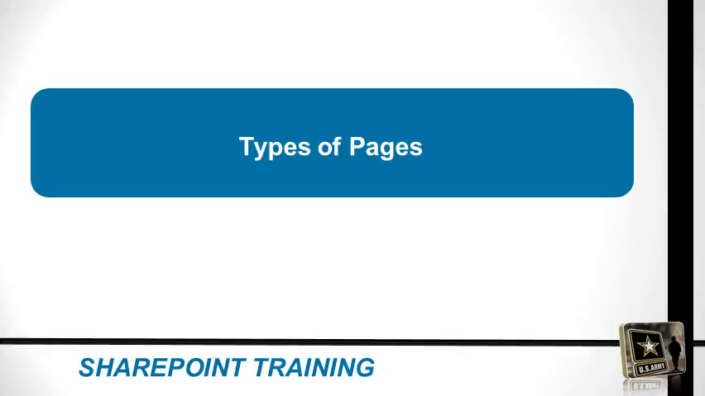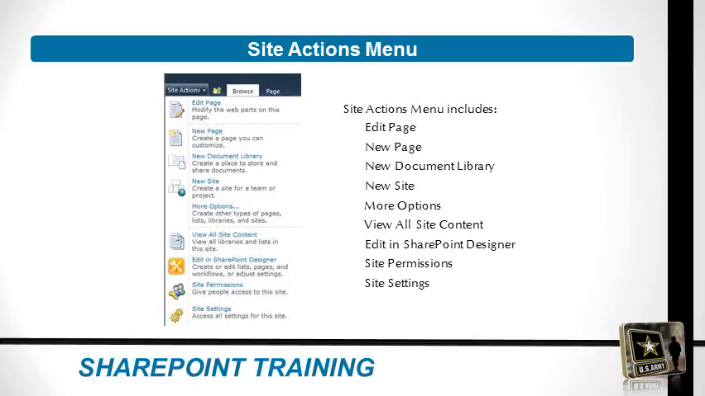In SharePoint, when you want to do anything to your site, whether it's creating a new page, adding a list or a library, or just changing the color scheme, it all begins with the Site Actions menu. Let's look at it in more detail. The Site Actions drop-down menu includes links to Edit Page, New Document Library, New Site, More Options, View All Site Content, Edit in SharePoint Designer, Site Permissions, and Site Settings. Let's look at these in more detail.